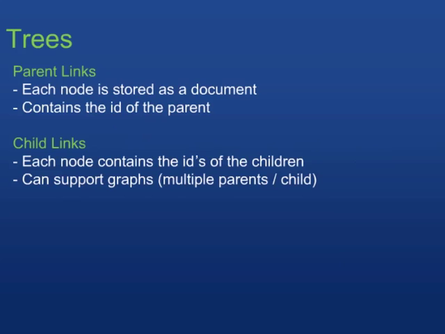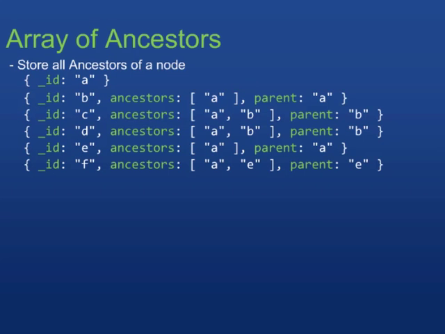So another way of storing trees is to use parent and child links. With parent links, each node is stored as a document, and you contain the ID of your parent. With child links, each node contains the ID of its children, and actually with child links you can support more complex topologies like graphs where you have multiple parents for a single child. So let's look at what that looks like. Here we use a model we call the array of ancestors.